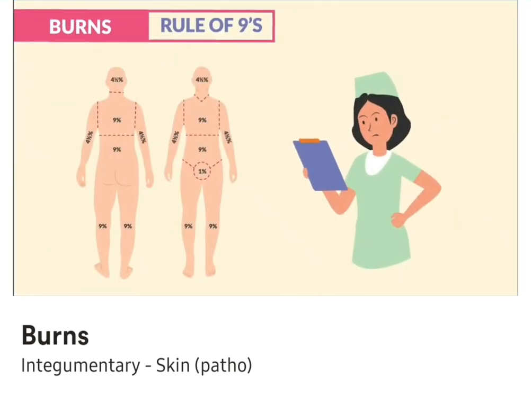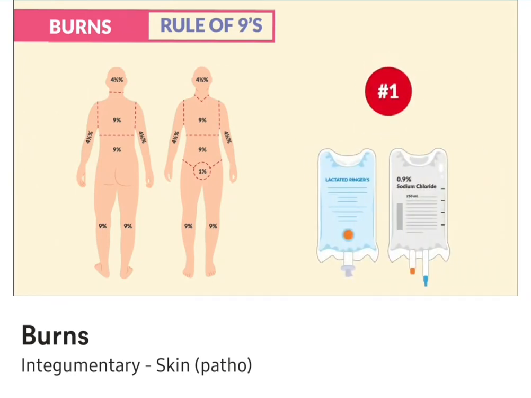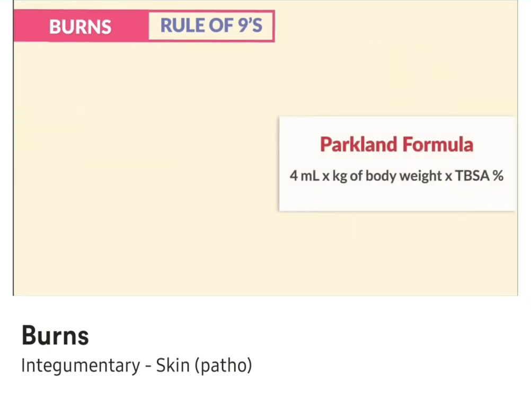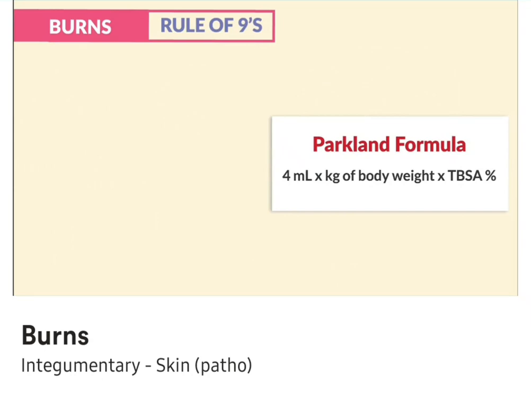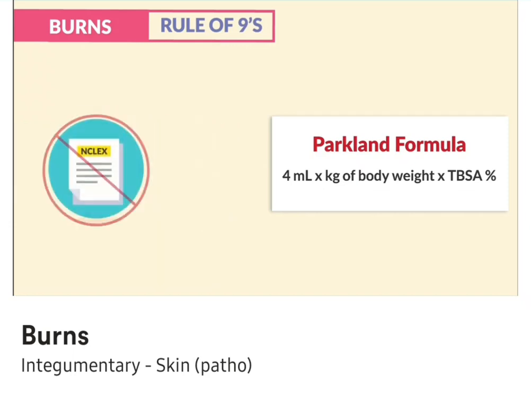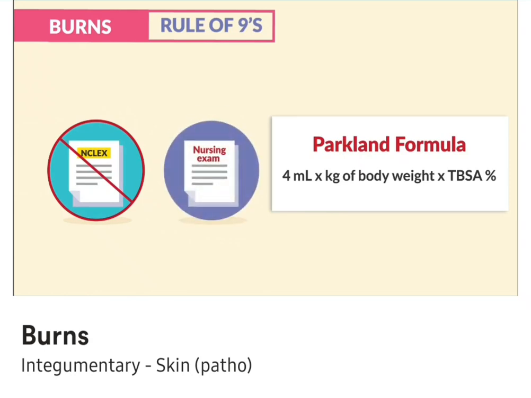Now, once the total body surface area is calculated, then the volume needed for emergency fluid resuscitation within the first 24 hours can be calculated using the Parkland formula. So write this down. We take 4 milliliters multiplied by the kilograms of body weight and the total body surface area percentage. Now, this is not commonly tested on the NCLEX, so I wouldn't freak out too much, but it may show up on your nursing school exams.